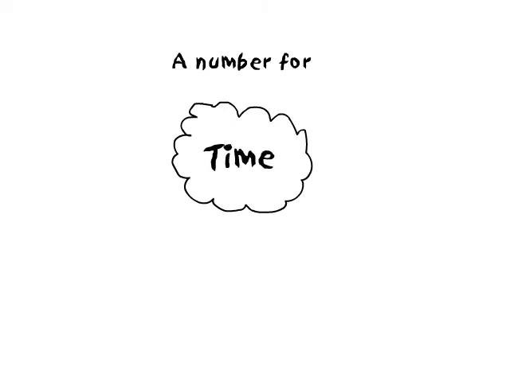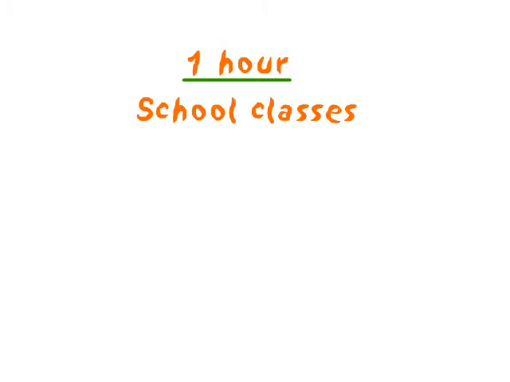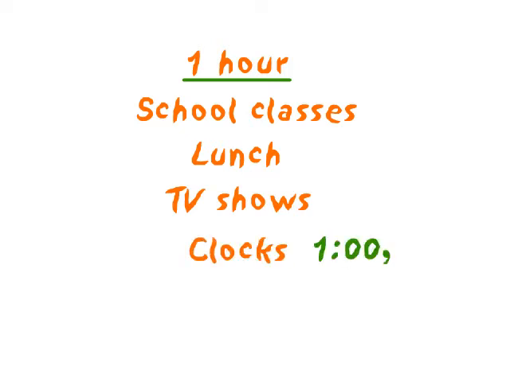Well, for one thing, we need the concept of time. To measure time, we'll use an hour. Now, you know about hours. For instance, most school classes are about an hour long. That's about as long as you can concentrate on one thing. You get an hour for lunch. A lot of TV shows are an hour long. And of course, clocks are divided into hours. But we're interested in speed.